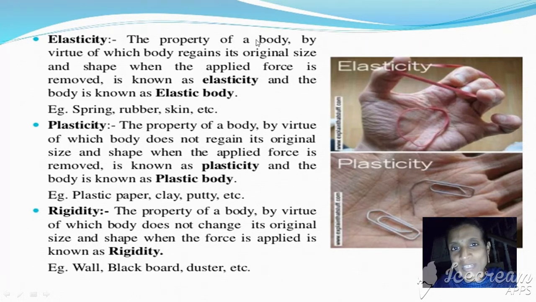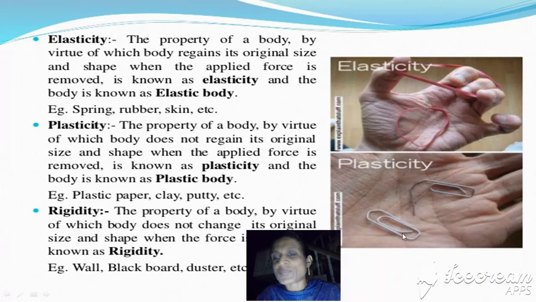It is a property of a solid body that it can regain its original shape when the applied force is removed, known as elasticity. So the body is called an elastic body. Examples: spring, rubber and the skin. Next, plasticity. This is the property of a body such that even though the force is removed, the body cannot regain its original shape. So these are the plastic bodies.